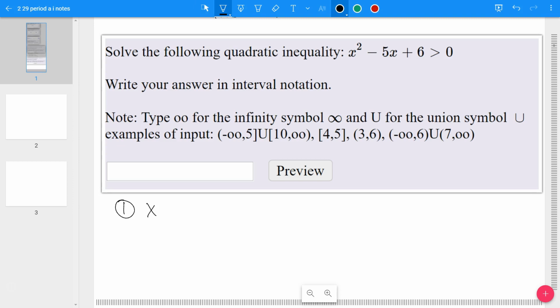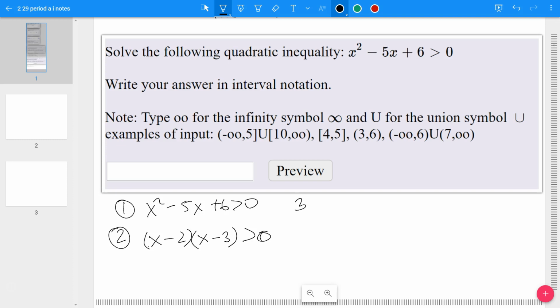I have x squared minus 5x plus 6 greater than 0. So what you do, of course, is you factor on the left side. You need two numbers that multiply to 6 and add up to negative 5. It's always the same thing here. So we'll have the following: minus 2 and minus 3. Negative 2 times negative 3, positive 6. Negative 2 plus negative 3, negative 5. Checks.